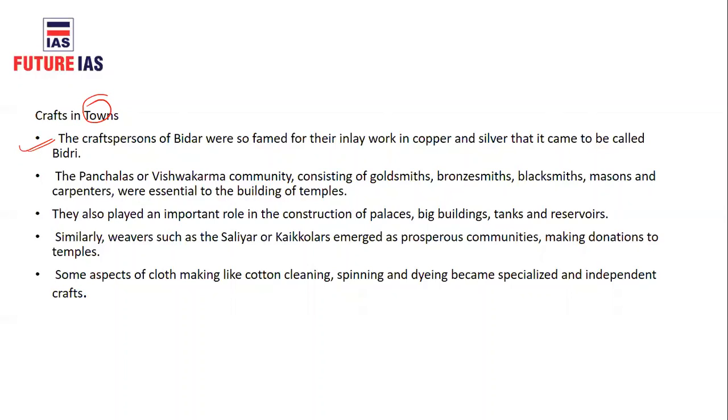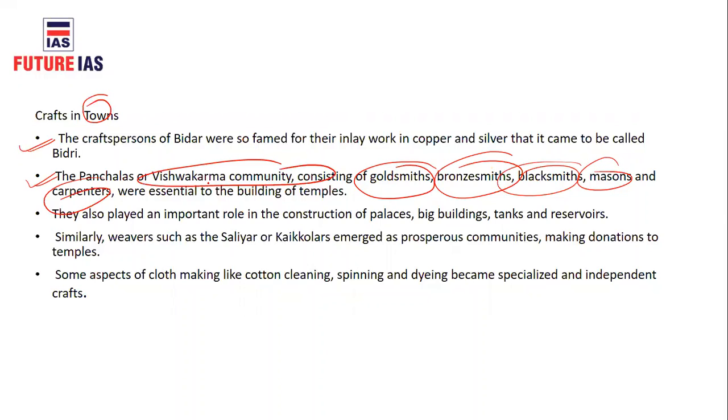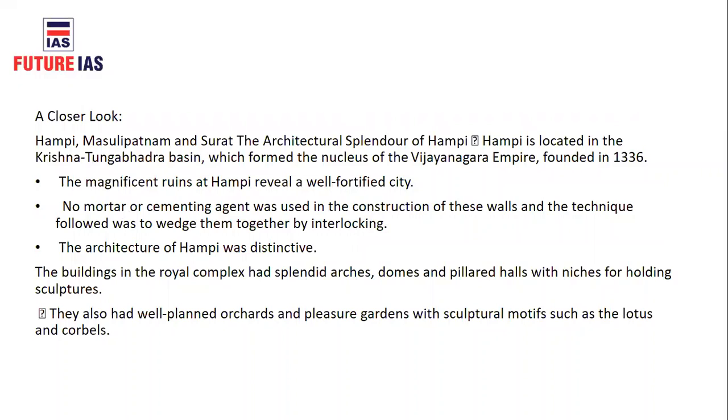Just like that, you have the Vishwakarma community. This Vishwakarma community consists of various smiths, for example goldsmiths, bronze smiths, blacksmiths, masons, and carpenters, which are essential for building temples. So this Vishwakarma community is associated with the construction of temples, isn't it? They also played an important role in the construction of palaces, big buildings, tanks, and reservoirs, isn't it?